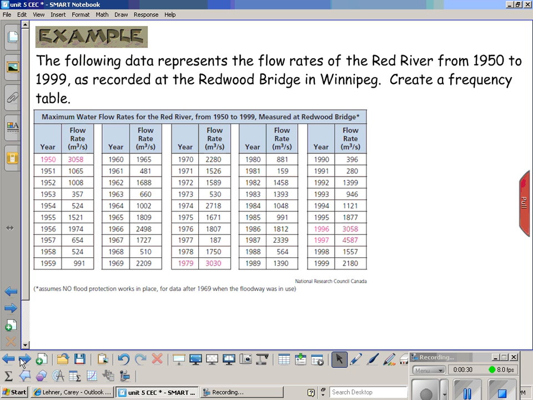In this first example here, we have data that represents the flow rates of the Red River from 1950 to 1999, as recorded at the Redwood Bridge in Winnipeg. We want to create a frequency table. In order to do this, we need to know what our range of data is. If we were to look through the table, we will find our largest data is 4,587, and our smallest is 159. So we need to find this range of data.